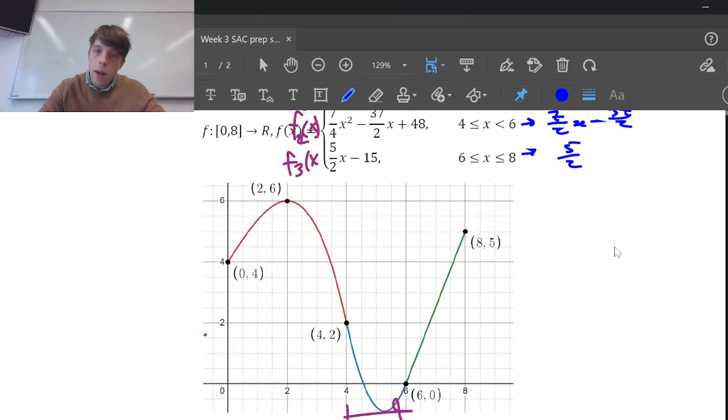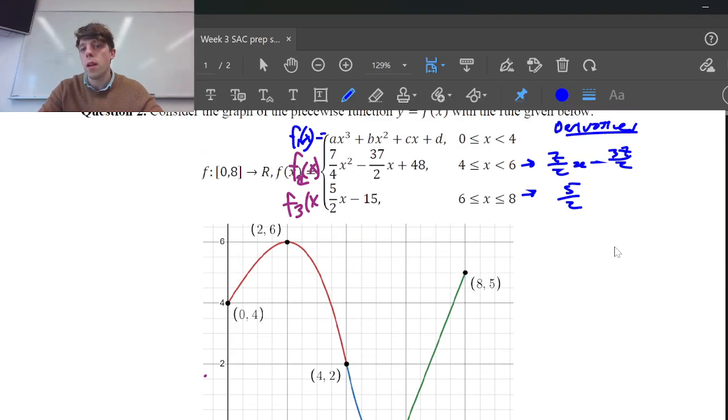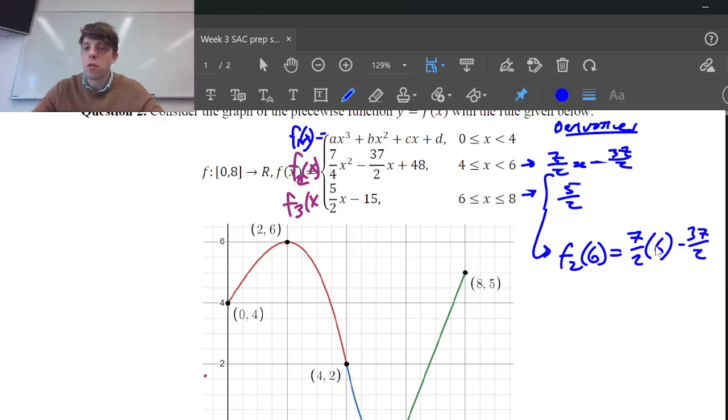Okay, so now we can just consider each of these. If I put in an input of 6 into the first equation, so let's consider f2 with an input of 6. So that's that first one there. We're going to get 7 over 2 times 6 minus 37 over 2. So that's going to be 6 times 7, which is 42. So 42 over 2 minus 37 over 2.